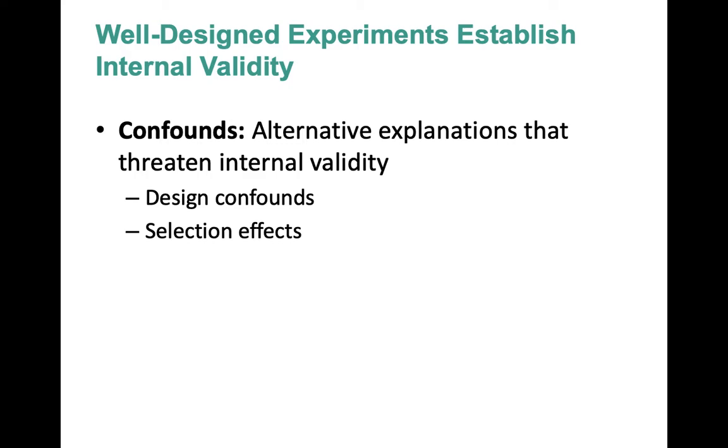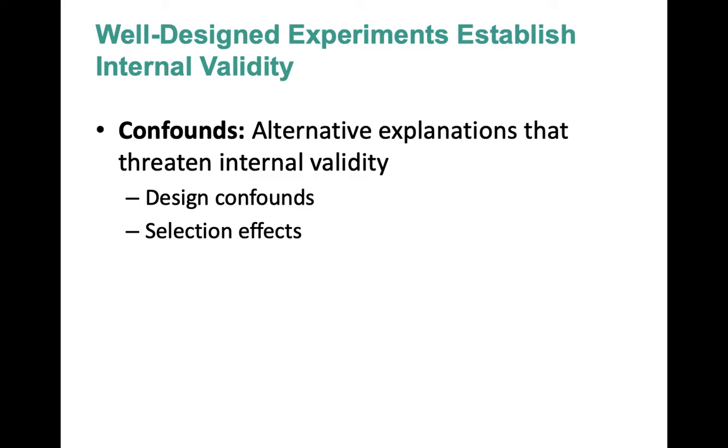All right, and then our third criterion is that well-designed experiments are able to establish internal validity, and this is really of primary importance when making a causal claim. If you want to say that an IV causes a DV, you have to establish that it is the IV and only the IV and not anything else. So we have to rule out confounds, which are alternative explanations that threaten internal validity. Okay, so confounds are often referred to as third variables as well. So we want to rule out these confounds or third variables because confounds create alternative explanations.